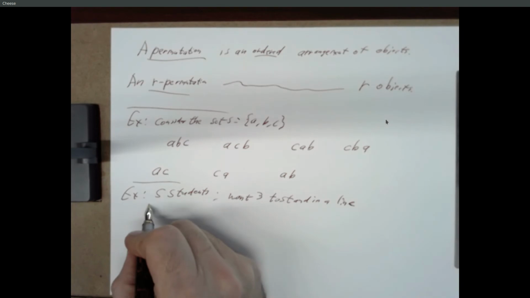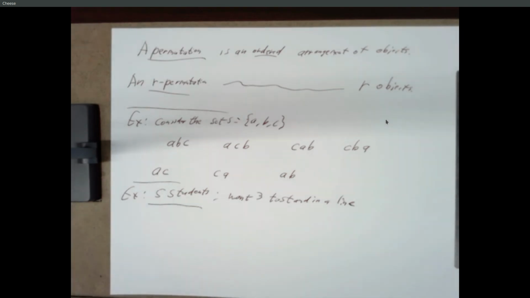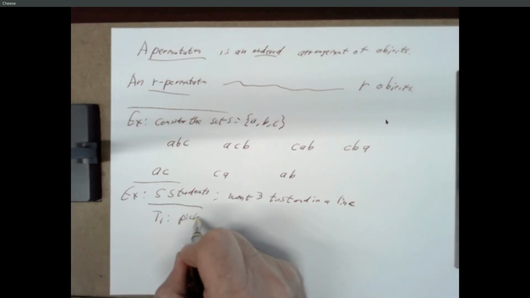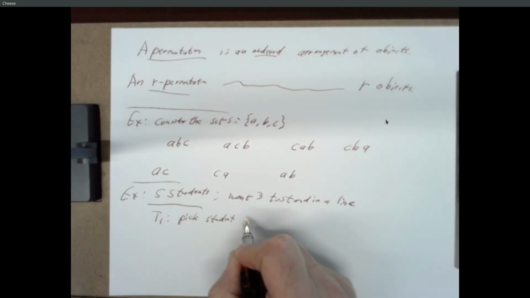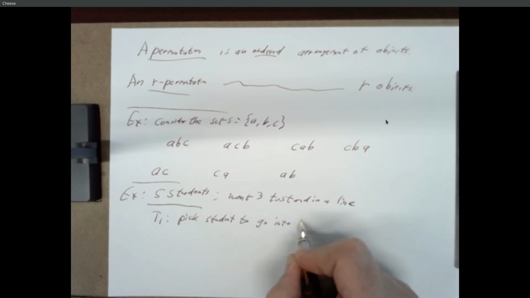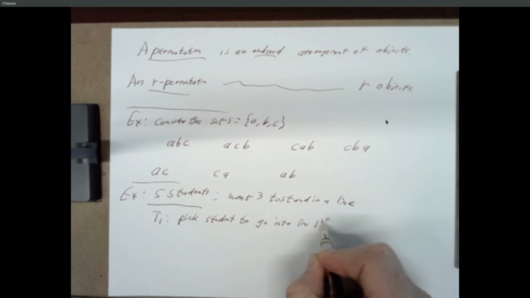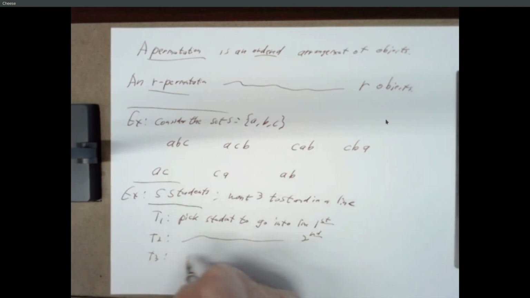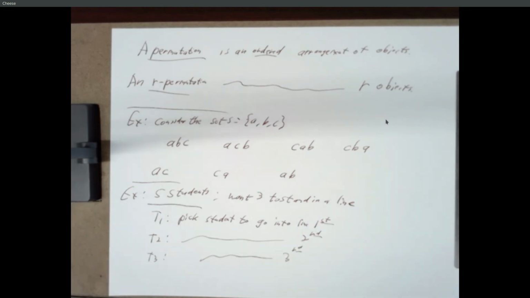And we can answer this using the product rule. So our task is to have 3 students go stand in a line. Let's break it into 3 subtasks. Task T1, pick a student to go into the line first. T2, pick a student to go into the line second. And T3, pick a student to go into the line third. So how many ways can we complete task T1? How many ways can we pick a student to stand in the front of the line? 5 ways.